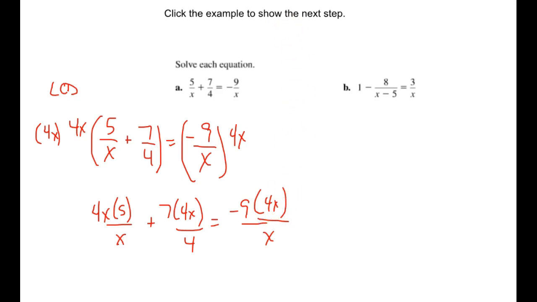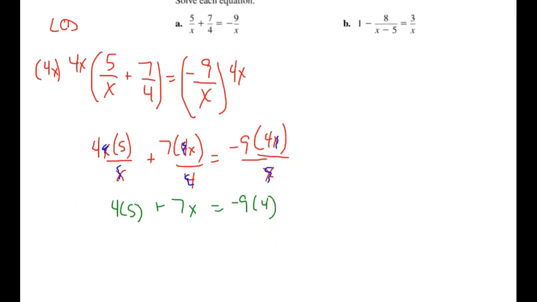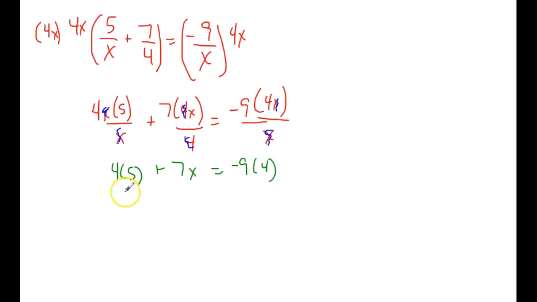Okay, so now I see I have some similarities in the numerator and the denominator that can cancel out, right? So I see I have x divided by x, which gives me 1. Here I have 4 divided by 4, which gives me 1. And again, I have an x divided by x, which gives me 1. So now I'm left with 4 times 5 plus 7 times x equals negative 9 times 4. So I've successfully gotten rid of my denominators. So now I can just simplify, so I end up with 20 plus 7x equals negative 36.